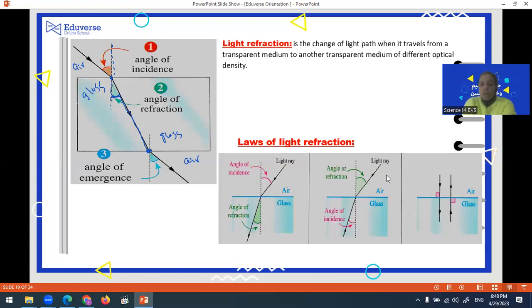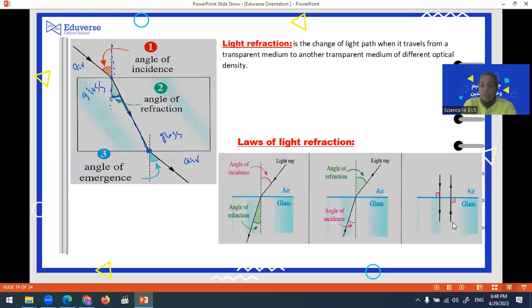So while I'm moving from glass, high optical density, to low optical density media, I will refract away from the normal. I have here a lot of free space. I can refract away from the normal, and here the angle of incidence will be smaller than the angle of refraction.